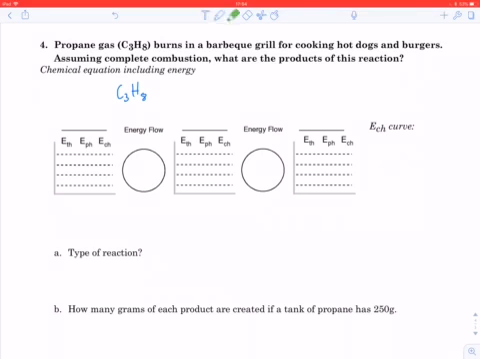Not only do they tell you propane gas, they tell you that it burns. That should be an indicator on a barbecue grill. I'm going to guess this is in the outside, not in a vacuum. It's not happening without any air present. Assuming complete combustion. Look at that. They're telling you the reaction. You should know some things. You should know that if they tell you it's combustion, then it's a combustion reaction.